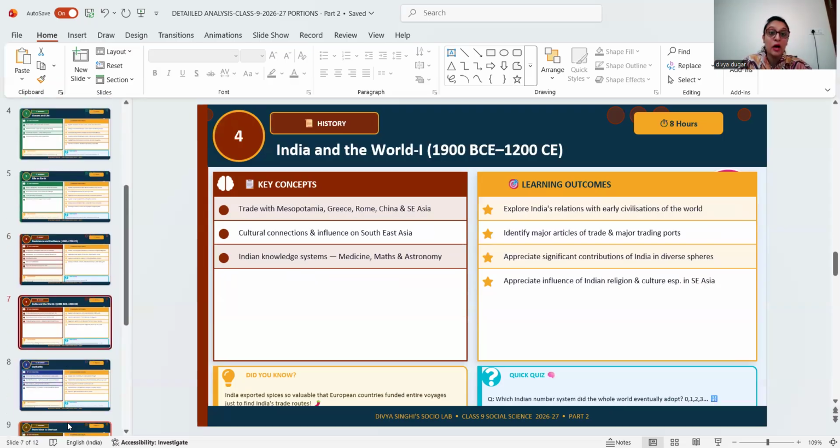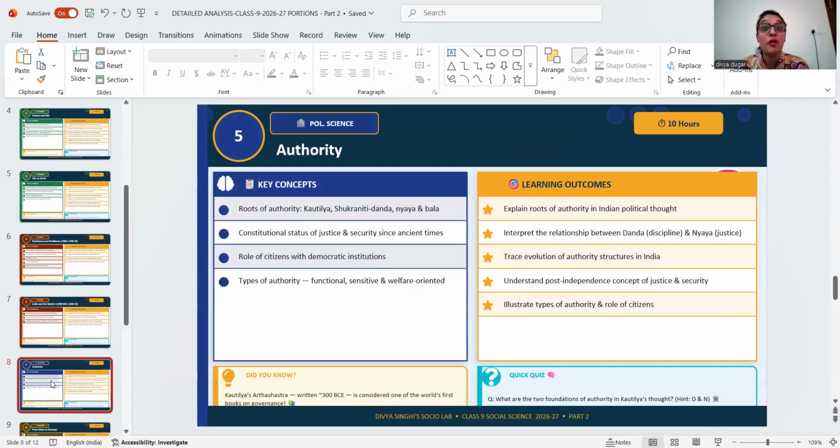Okay, so now the next chapter is India and the World One. In this topic, we are going to discuss 1900 BCE to 1200 CE. Children, let me tell you now what things will come in this topic. See, India's relationship with early civilizations is the first topic we have to understand. How was the trade happening with Mesopotamia, Greece, Rome, China, and Southeast Asia? And children, we are also going to understand in this topic the Indian knowledge system in medicine, math, and astronomy.